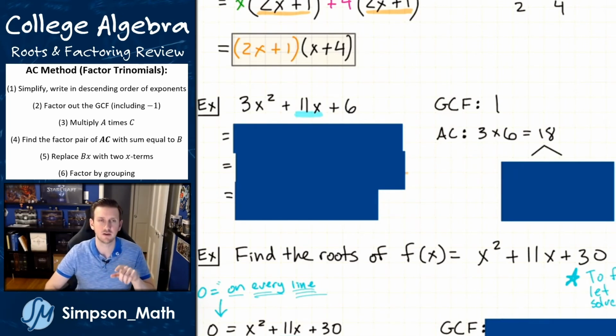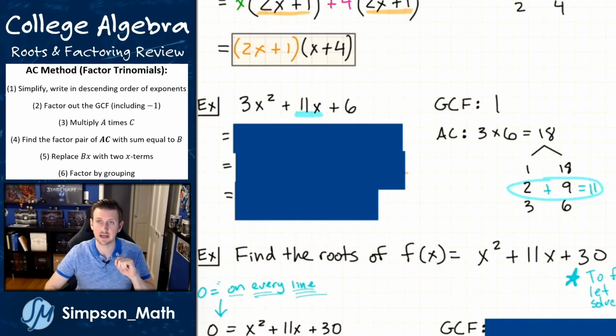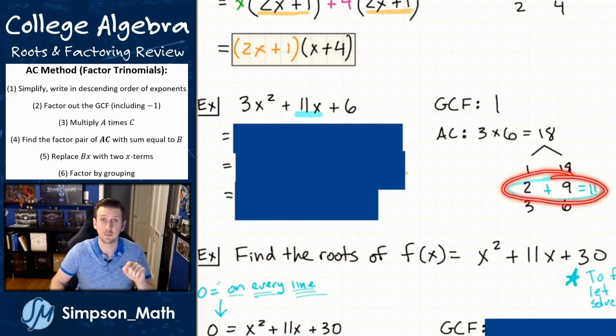If you need to pause the video, you can, but let's find our factor pairs of 18. Our factor pairs of 18 are 1 and 18, 2 and 9, and 3 and 6. Now I need to find the factor pair of 18 that when I add them together, they end up with a sum of B. In this case, my B is 11. Well, that's 2 and 9. So 2 plus 9 is 11.